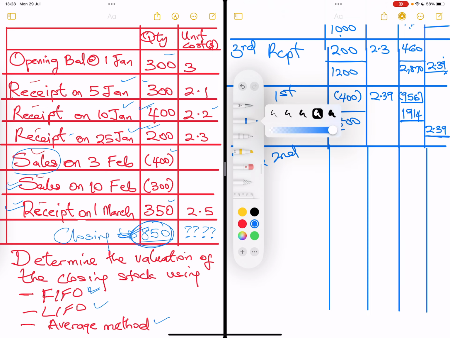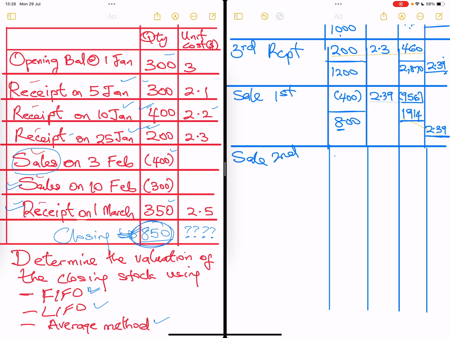So we'll keep going. Second sale happened. This time around 300 units. Remember, it's going to be sold at the last valuation. 2.39 was the last valuation, and that will be valued at 2.39 multiplied by 300. That's 717, and that will make us close at 500. However, our new valuation will be 1914 minus 717, that is 1196.